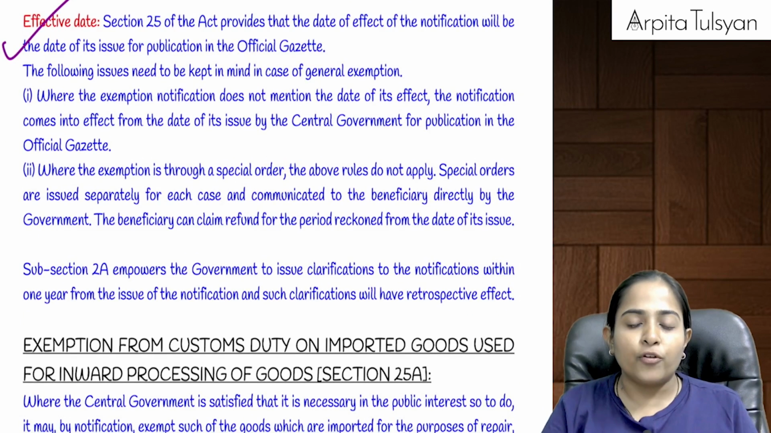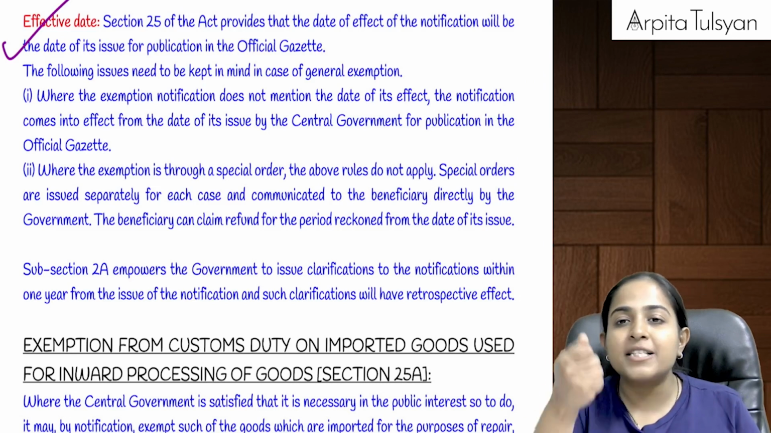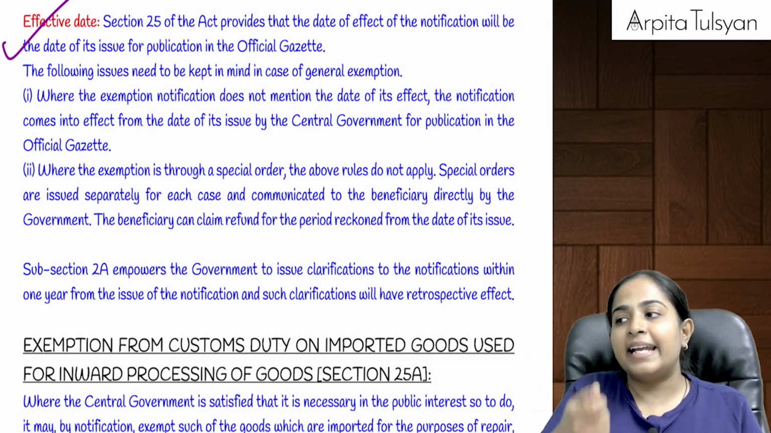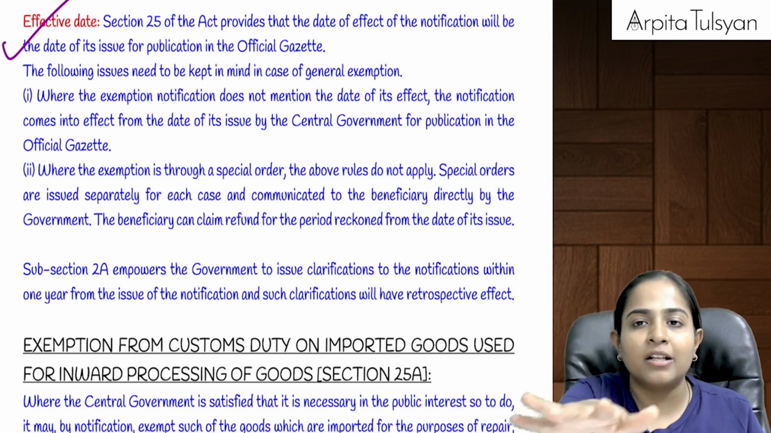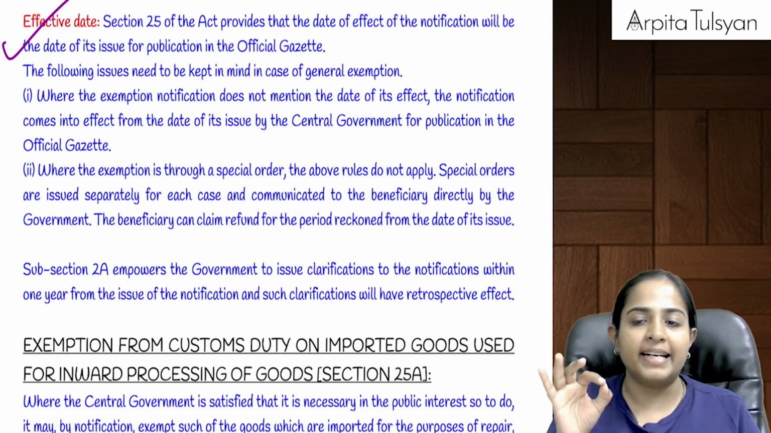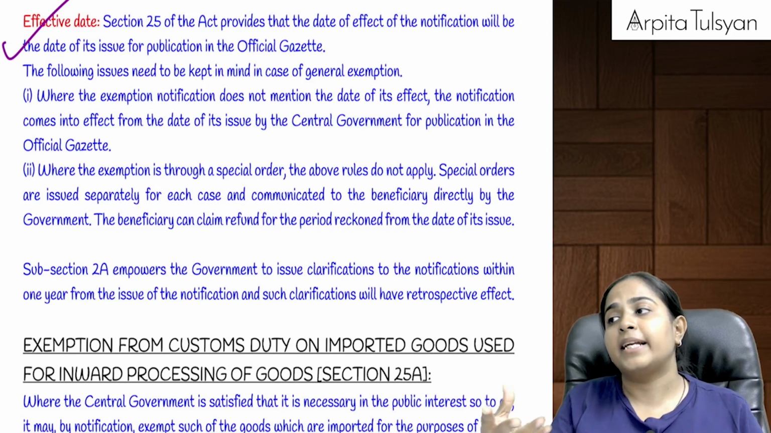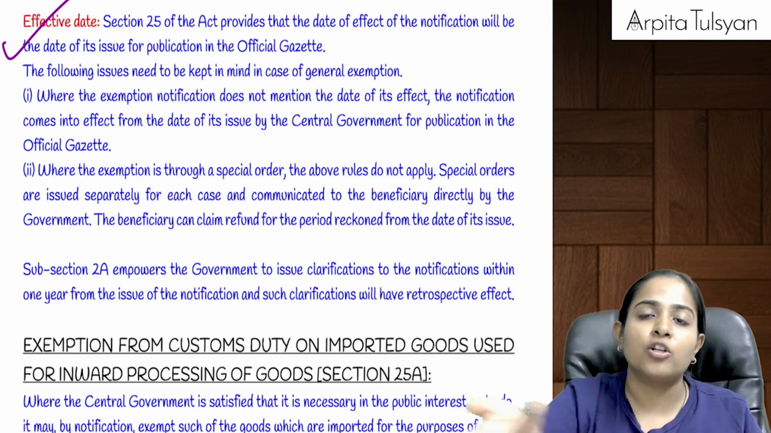the effective date of notification will be the date of its issue for publication. The day when we give it for publication in the official gazette will be the date of notification, because sometimes it can so happen that it took time to get published in the official gazette.